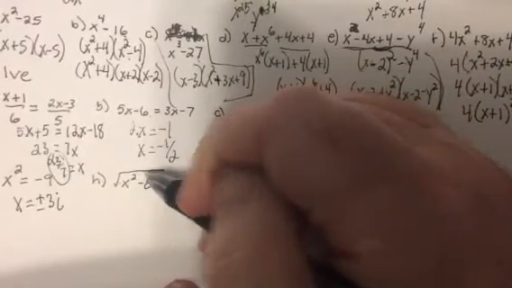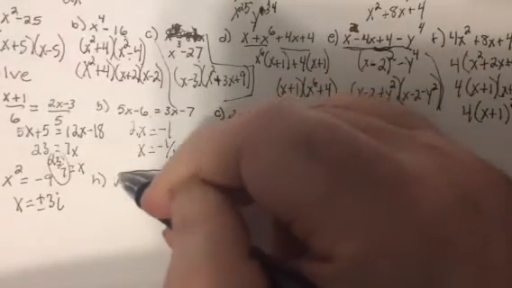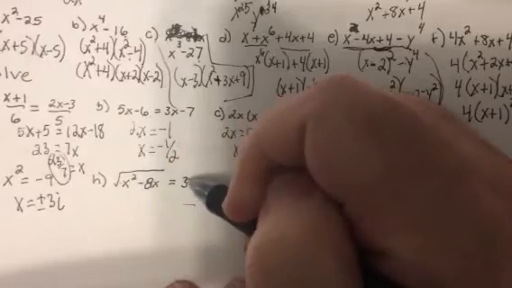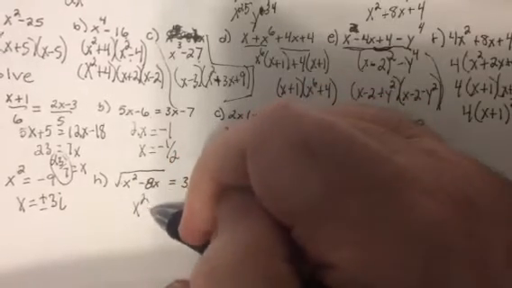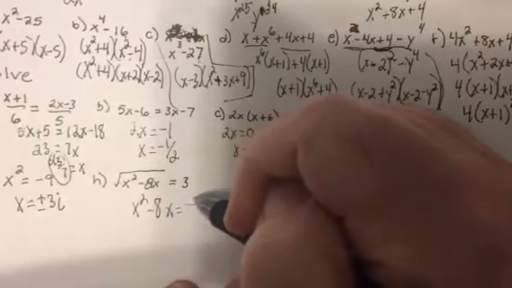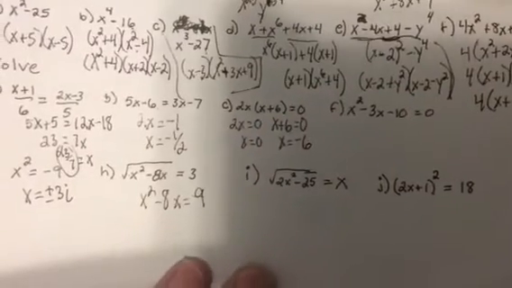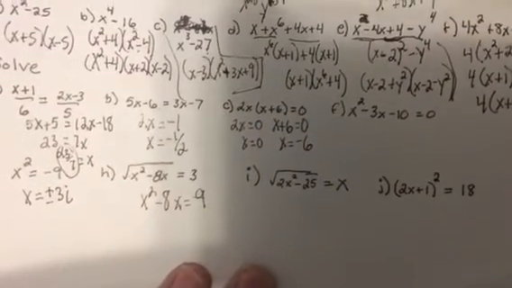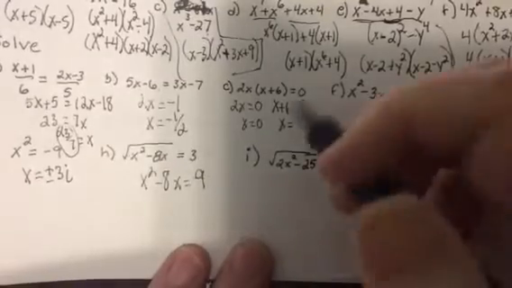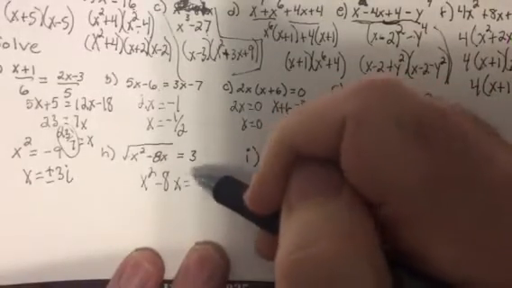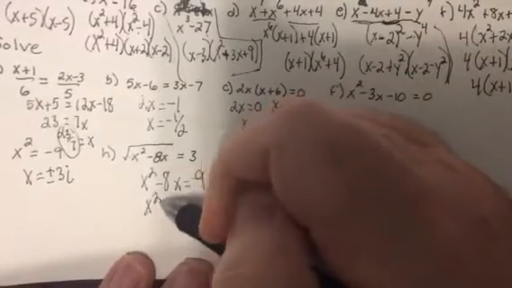This one, whenever you have a radical equals a number, you just reverse the index. So I'd square both sides. So x squared minus 8x equals 9. Now, since it doesn't say solve by factoring, you could do quadratic formula. I would probably do completing the square if I was going that route, but this is factorable.